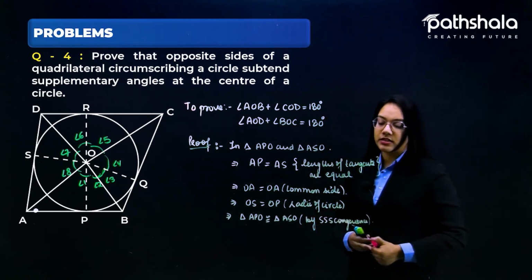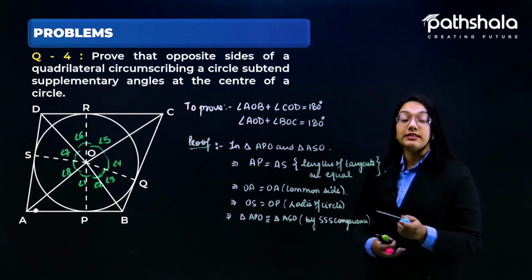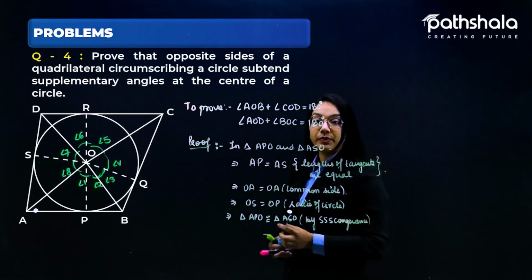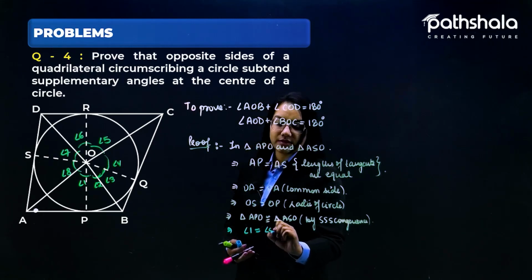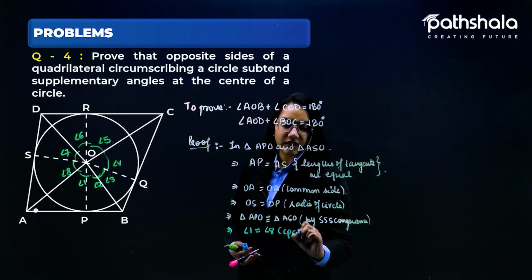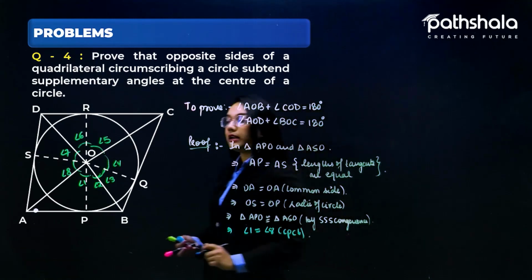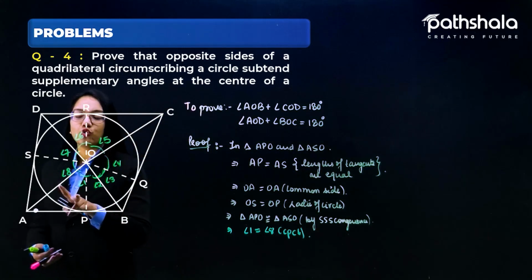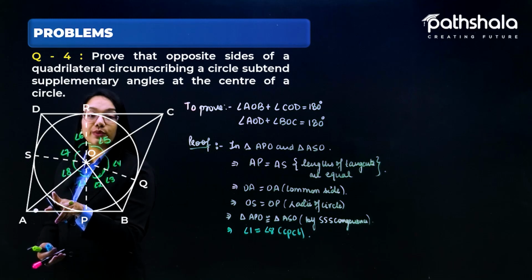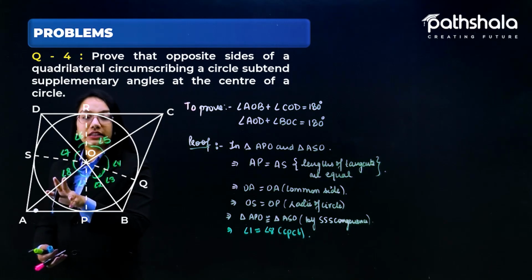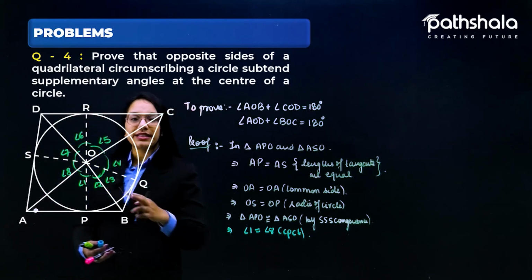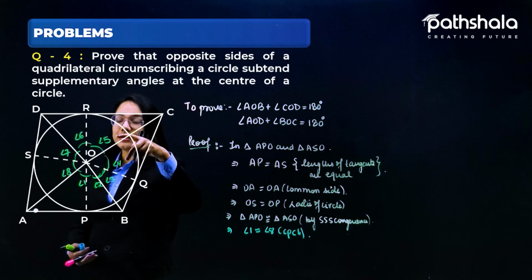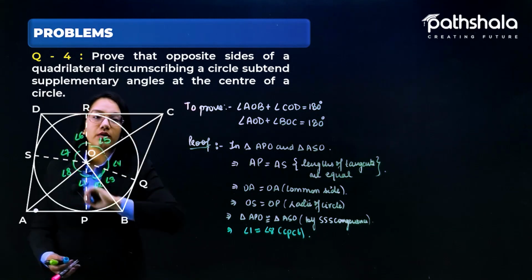Since these two triangles are congruent to each other, by CPCT we know that angle 1 is equal to angle 8. So we have proved that these two triangles, which are made from this external point, are congruent, which implies these two angles are equal to each other. Similarly, we can say the same about the other pairs of angles.